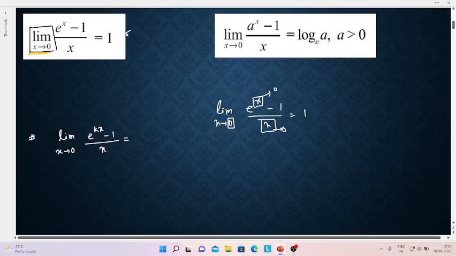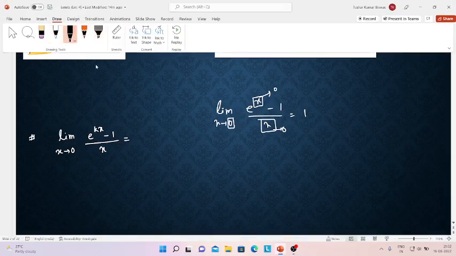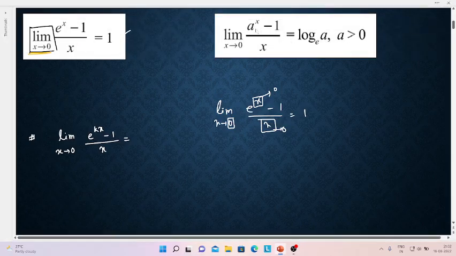So this is a very important formula. You have to know this particular formula in order to solve some problems, right? And there is another formula, which is limit x tending to 0, (a to the power x minus 1) upon x, is equal to log a, right? Where a should be greater than 0. If a is less than 0, then that will not be defined, right? So basically you can understand, instead of e we have a, so that is why it is actually log a.